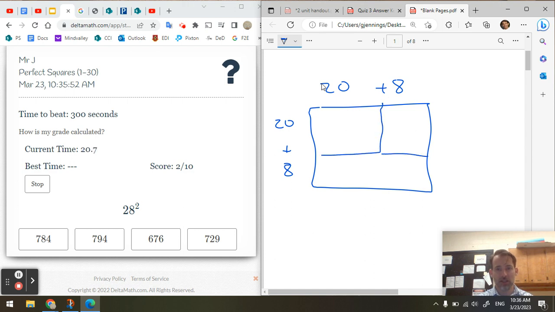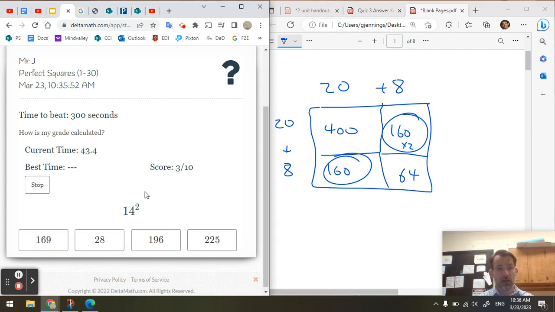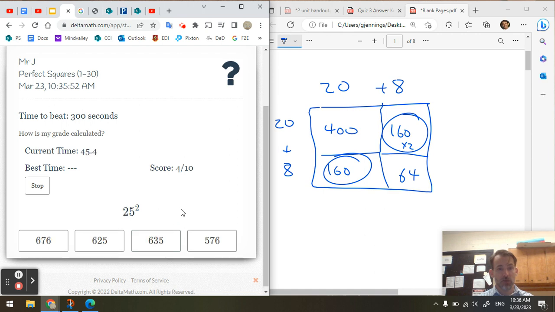This little part there, it's actually the biggest part. This is 20 times 20 in this box. That's 400. 20 times 8 is 160. 20 times 8 is also 160. Or you can just do this times 2 because you know you're going to have it once, twice. And then 8 times 8 is 64. Okay, so I add it together. That's 560, 720, 784.